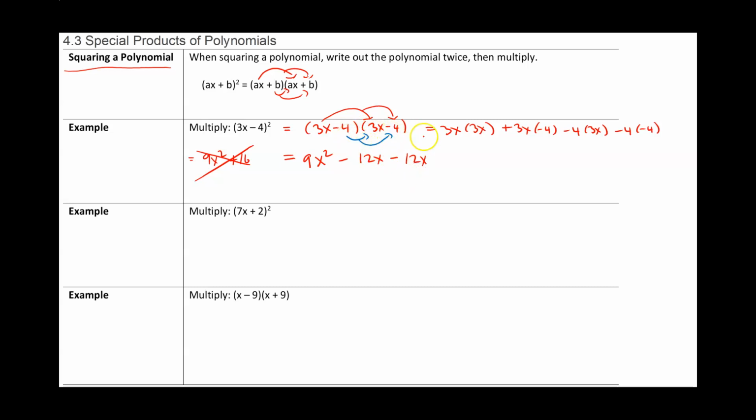And then we have a negative 4 times a negative 4, which is a positive 16. Again, be careful with the sign. A negative times a negative is a positive. Now let's combine our like terms. So we have 9x squared minus 24x plus 16.